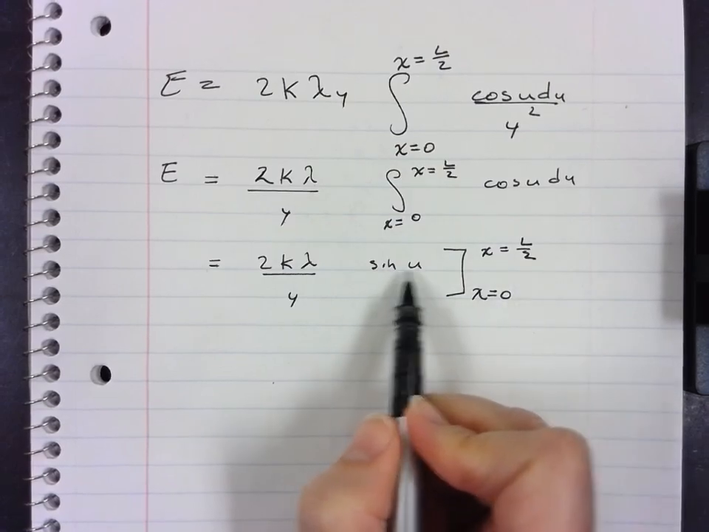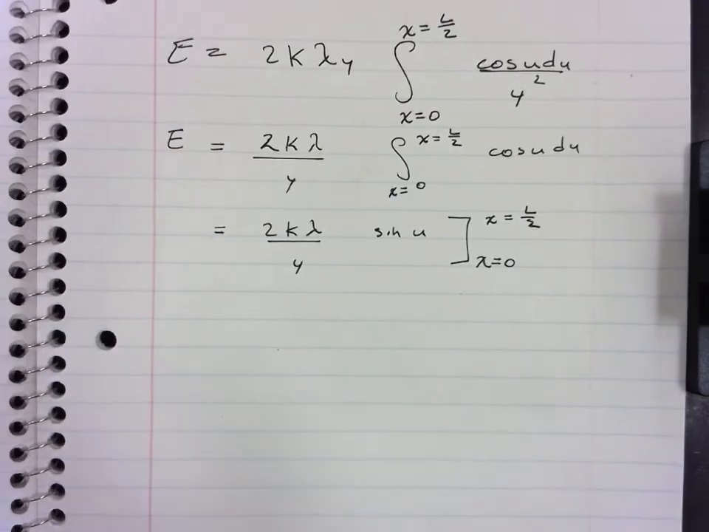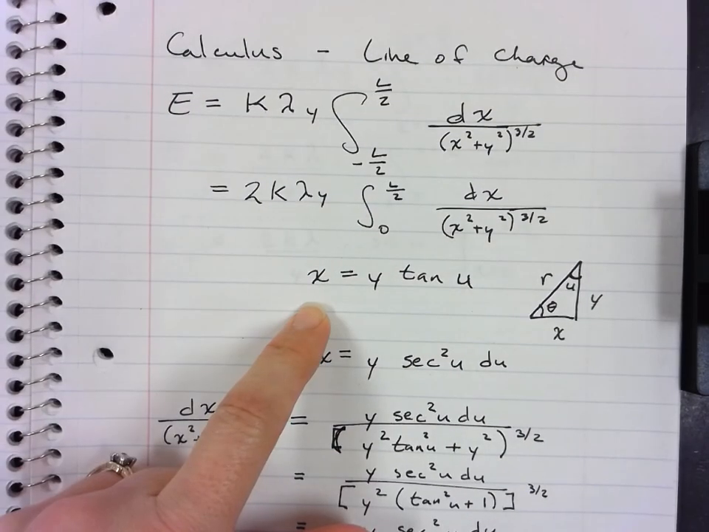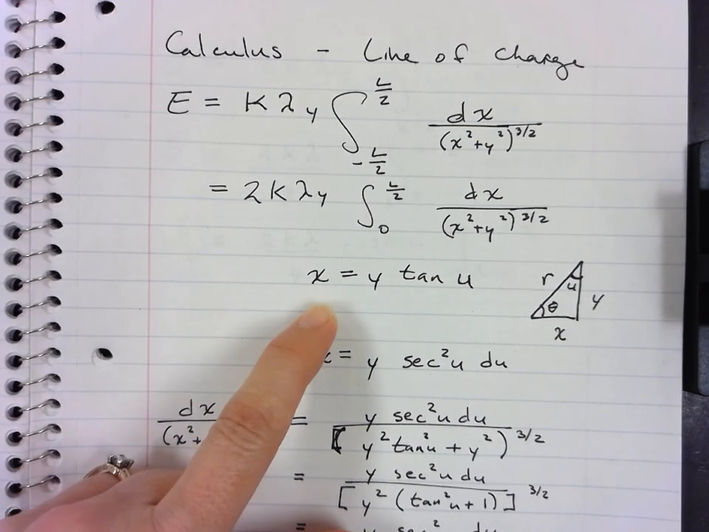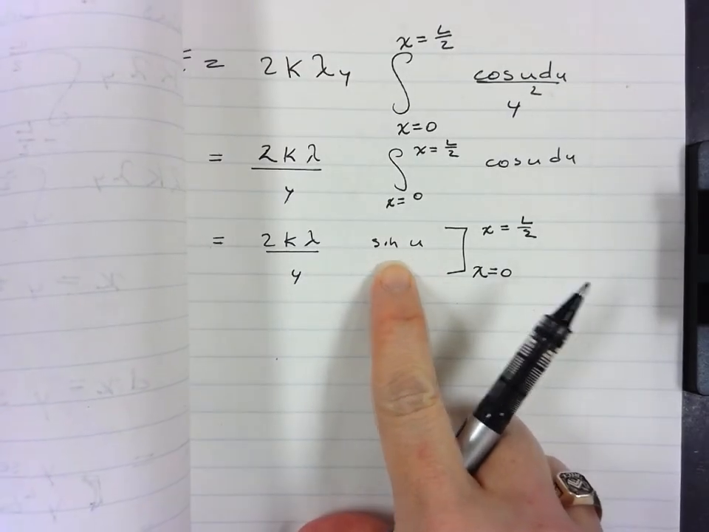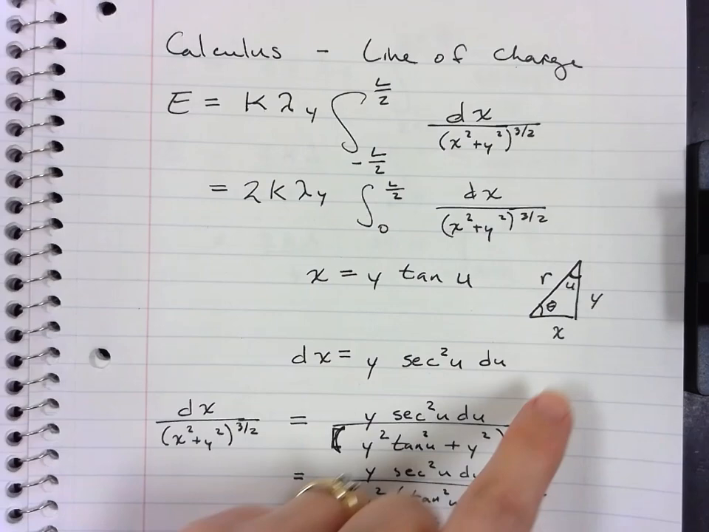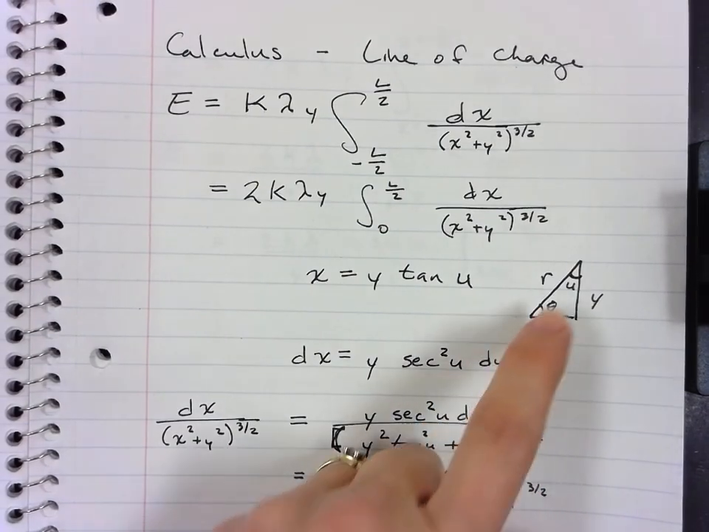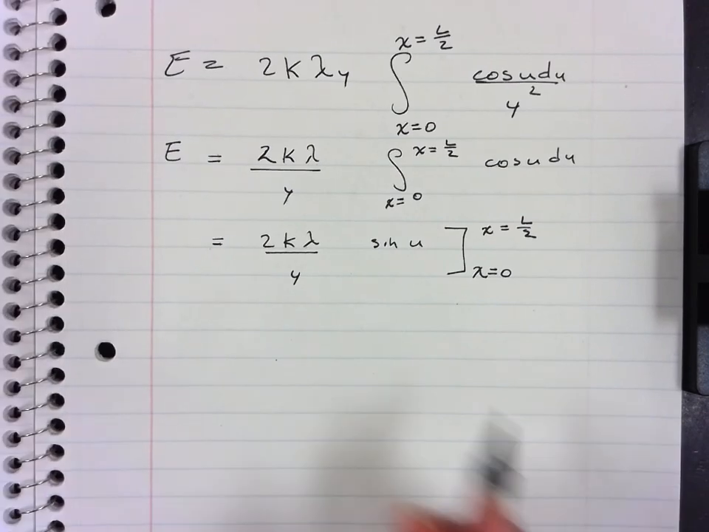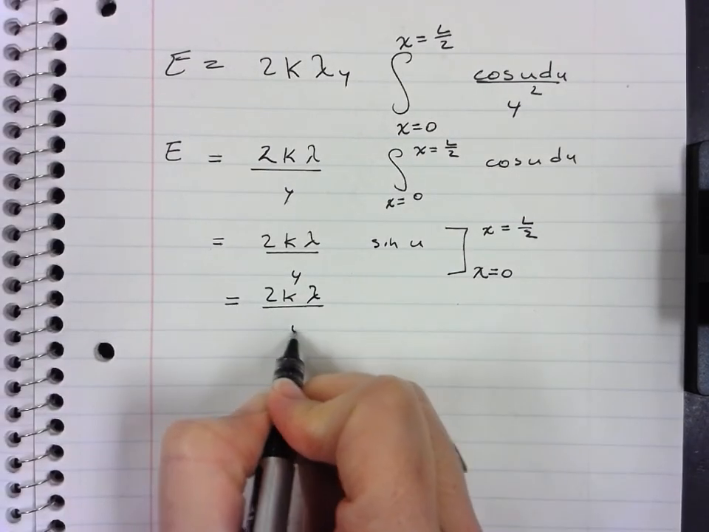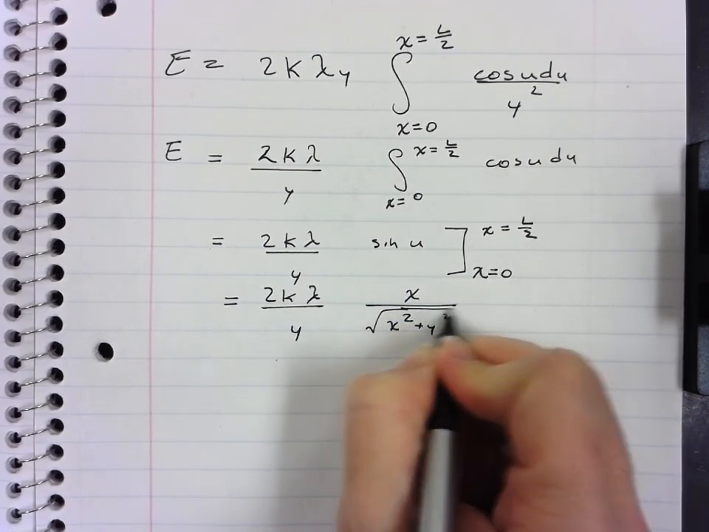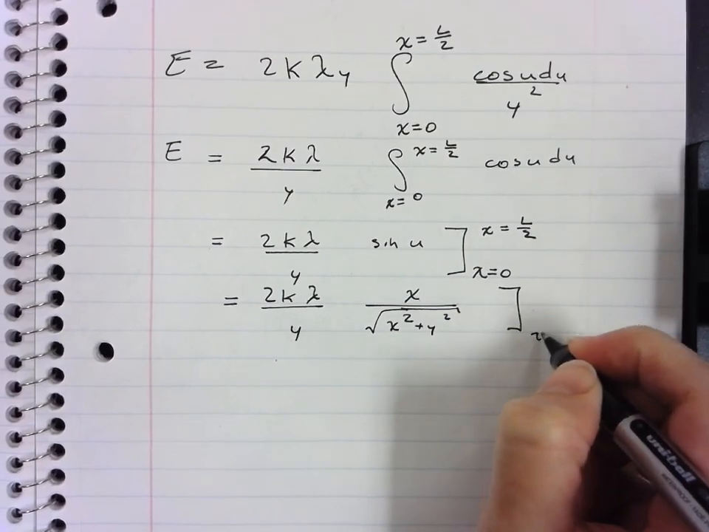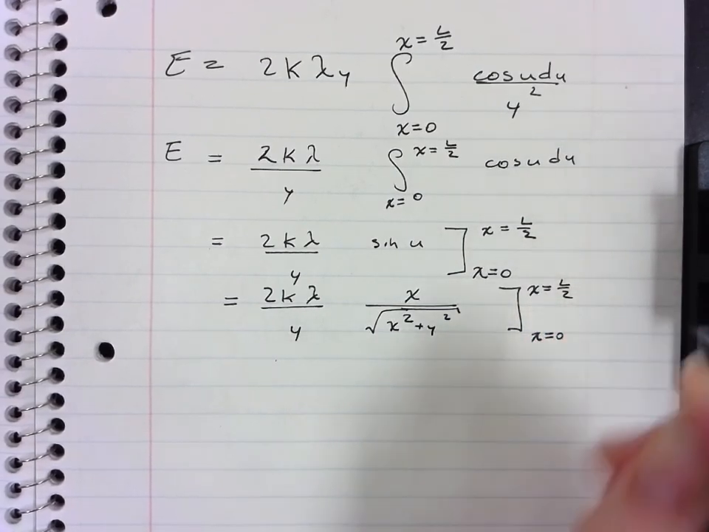So we do have this issue. We've got to get rid of u. And remember that u came from, let's flip back. We could rearrange this with x and y, but that gets rather complicated. The other thing we can do is look at this triangle. What we need is the sine of u. We don't actually care about u. We care about the sine of u. And if we look where u is in this triangle, sine is opposite over hypotenuse, x over r. So this is 2k lambda over y, x over r, which is the square root of x squared plus y squared. And we need to evaluate that between x equals 0 and x equals L over 2.